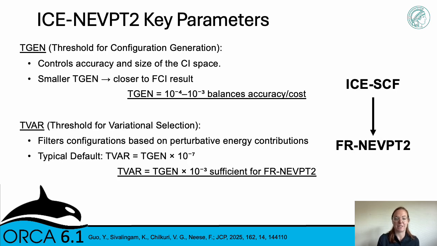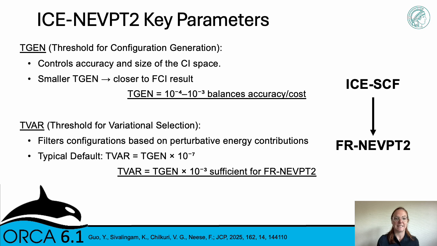So when running ICE-NEVPT2, there are two key parameters which we need to look further into. So when running this calculation, first you have to run an ICE-SCF calculation and then read those MOs into the full rank NEVPT2 calculation. So two key parameters which are needed specifically for the full rank NEVPT2 calculation are TGen and TVAR. So TGen is the threshold for configuration generation, and it controls the accuracy and size of the CI space. So a smaller TGen leads to a closer FCI result. However, we have to balance accuracy and cost when determining this value.